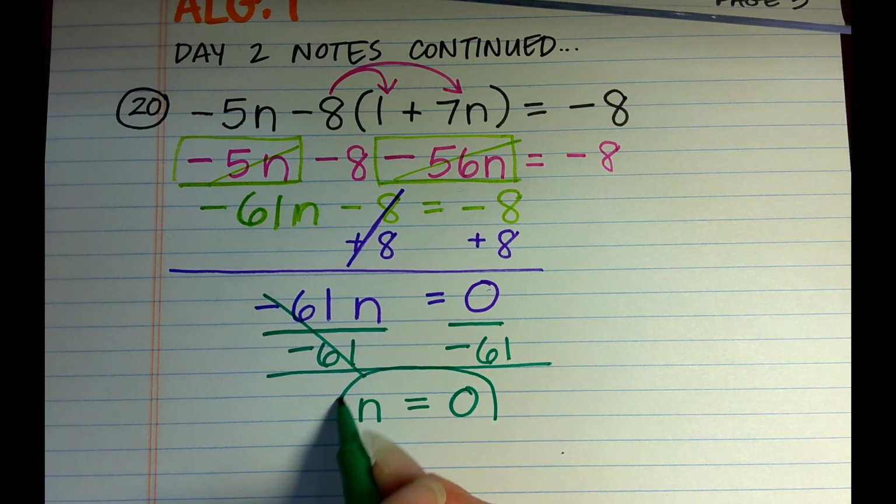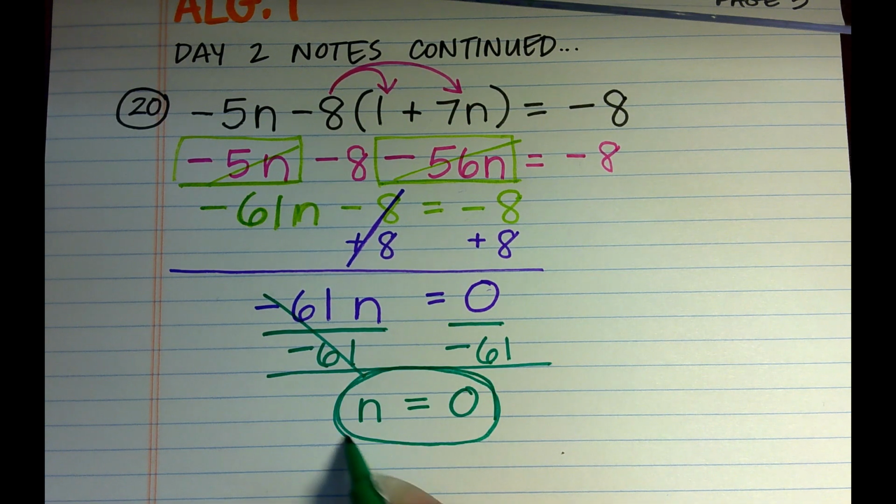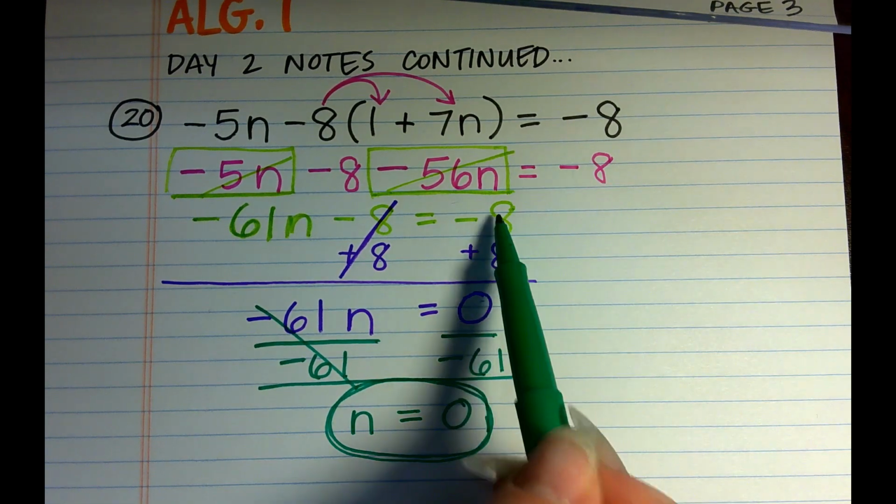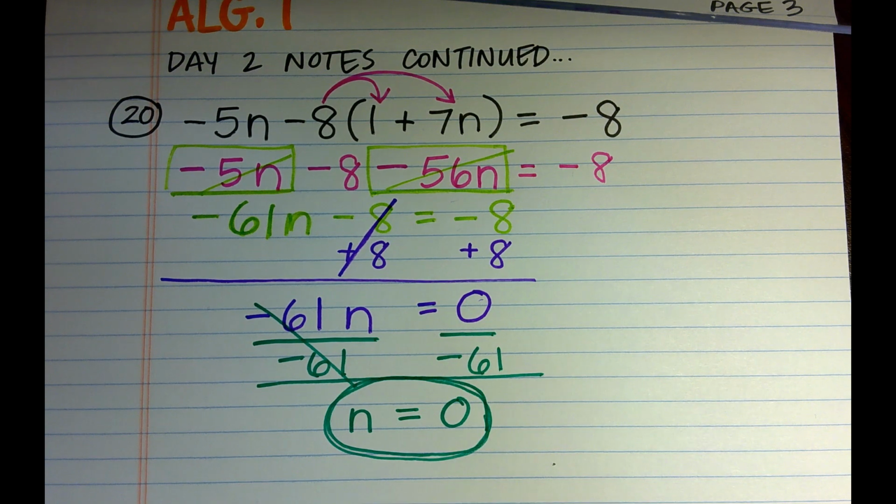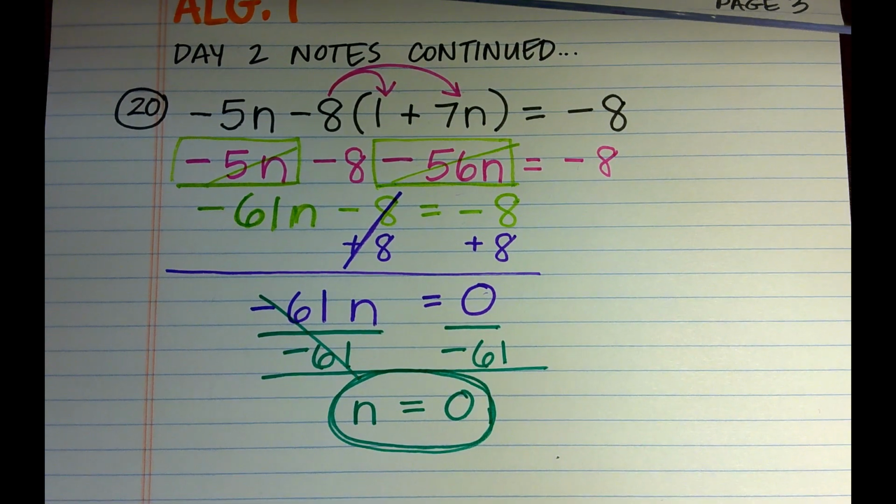Ooh, my head hurt. I know, that was a big one. That was 1, 2, 3, 4 steps. It felt like a lot more. That felt like 10 steps. But that is how we got n = 0. There it is. It makes sense once you really look at it.